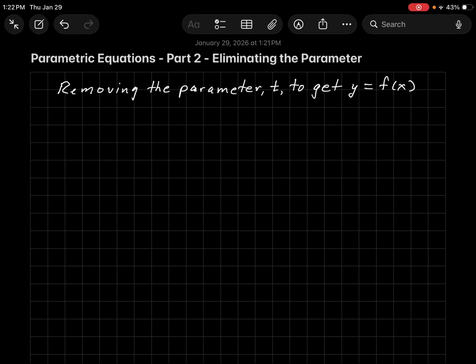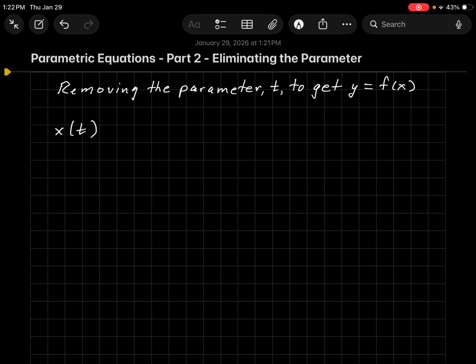Parametric equations, part 2: eliminating the parameter, and also parameterizing pretty typical functions. Eliminating the parameter is when we remove the parameter t to go back to y equals f of x. Of course, the parameter doesn't have to be t, but for us it typically is.